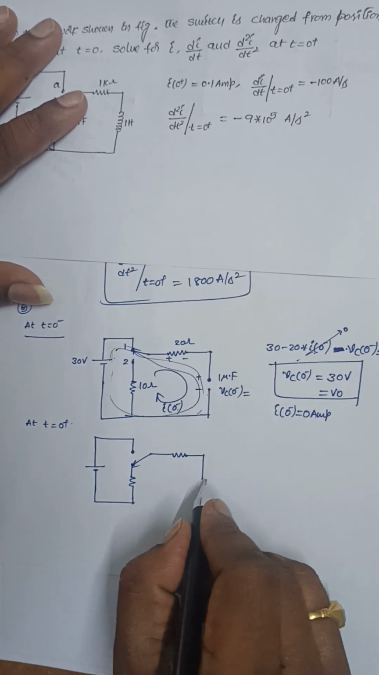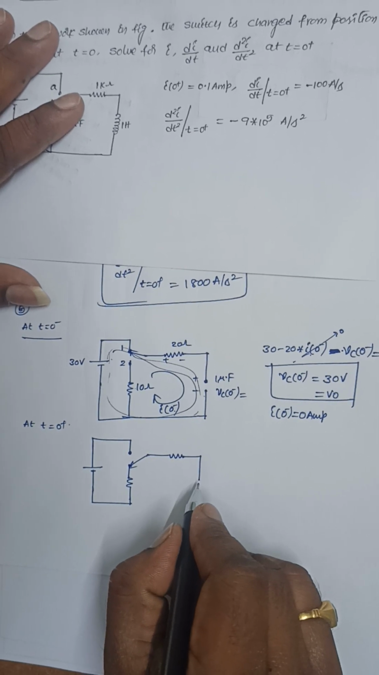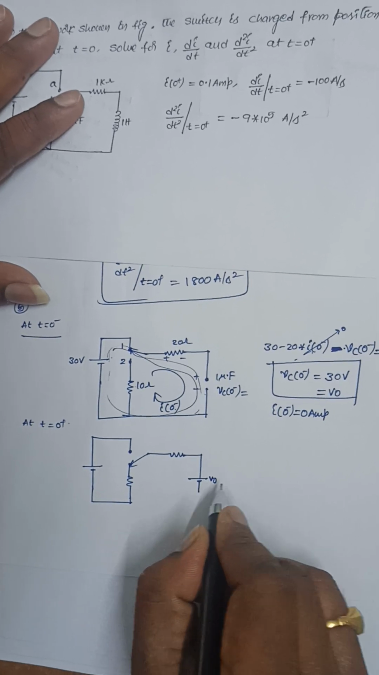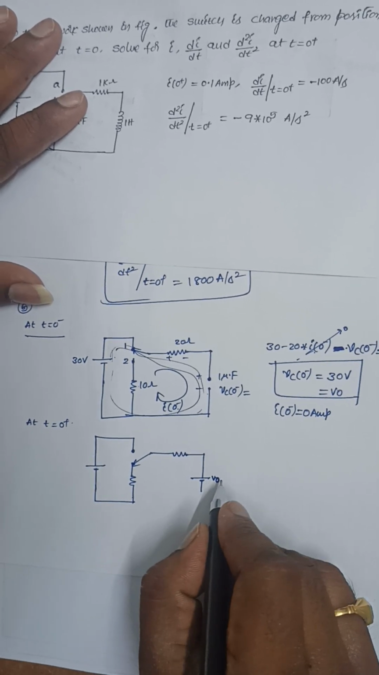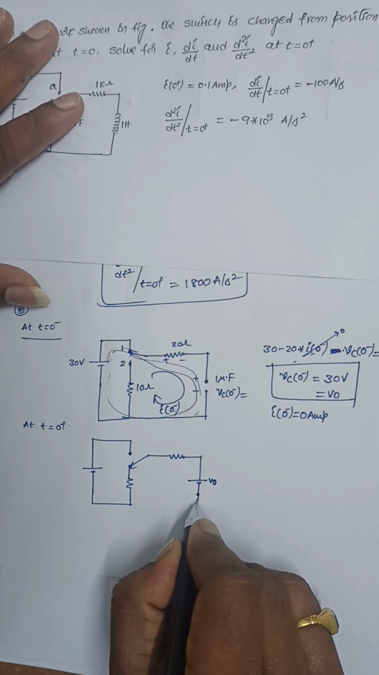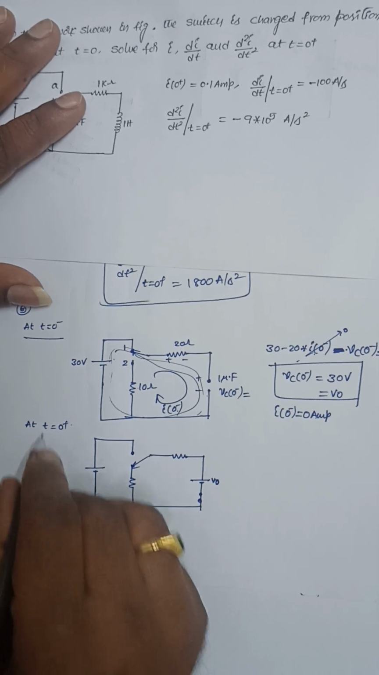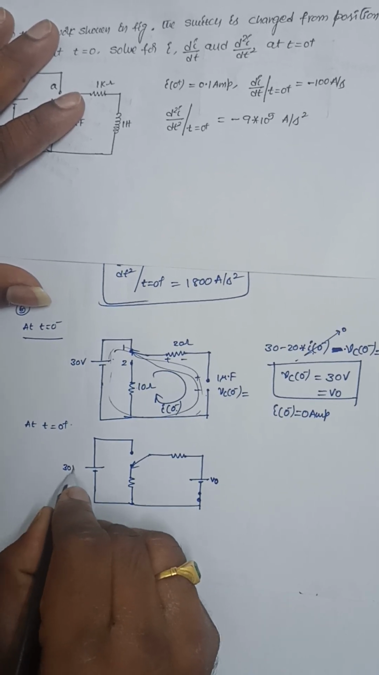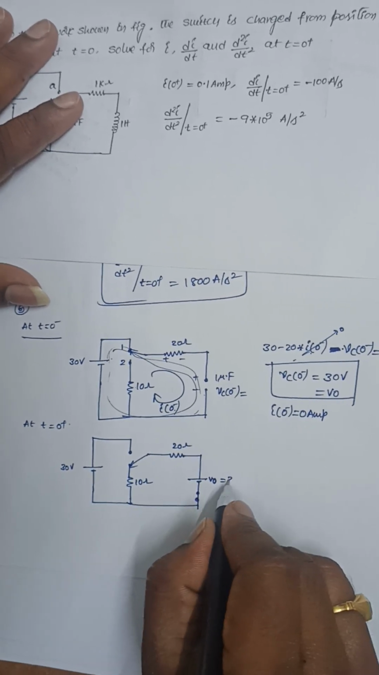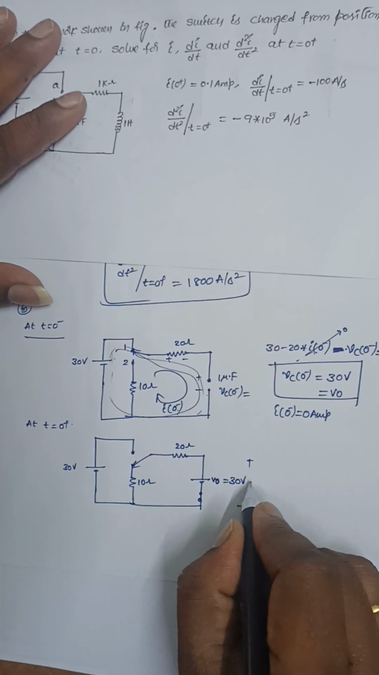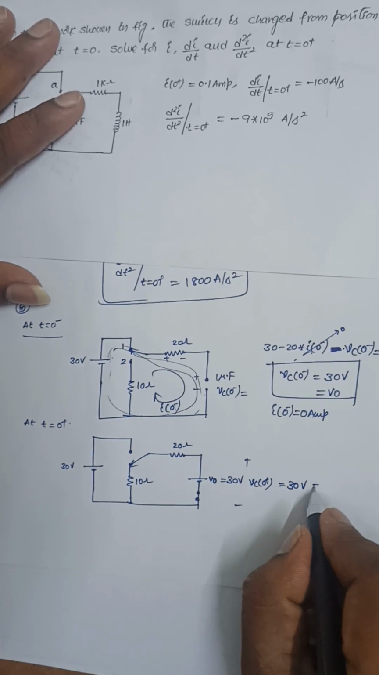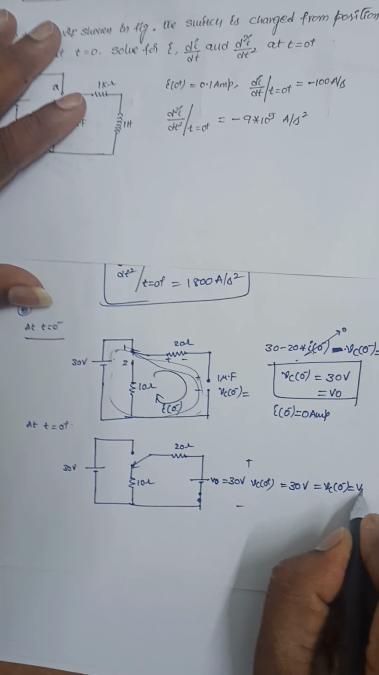And replace this capacitor with its equivalent circuit. The capacitor equivalent circuit is a source V0, that is Vc of 0 plus, or Vc of 0 minus, equal to V0, and this is open circuit, and this is short circuited. This will act as short circuited at t equal to 0 plus. It is 30 volts, 10 ohms, 20 ohms. V0 is 30 volts, and Vc of 0 plus is equal to 30 volts only. So Vc of 0 minus is equal to V0.